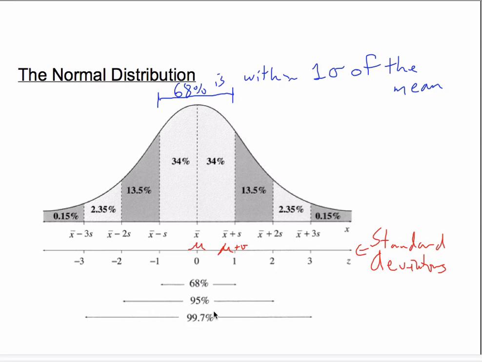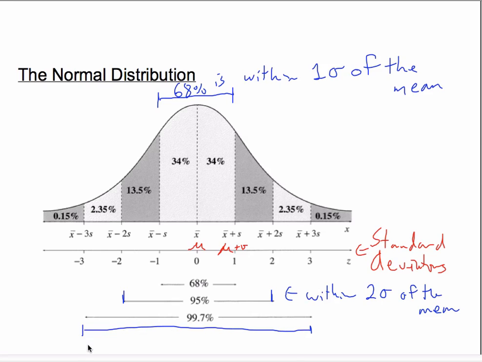And you can see here, oh yes, and here 95% is within two standard deviations of the mean. Alright, and you can see here that you've got some more percentages in this. We have 99.7 is within 3 standard deviations of the mean. Okay, so 99.7 is within 3 standard deviations.